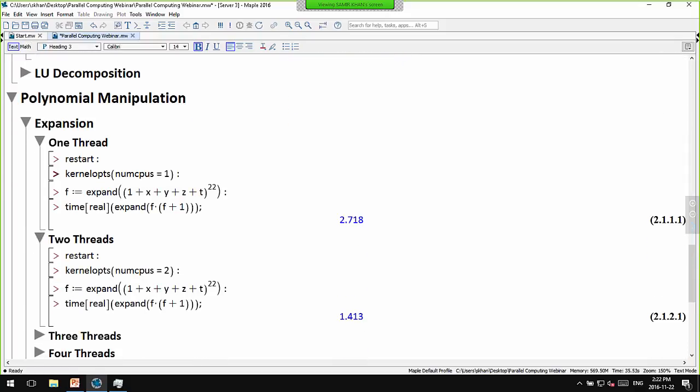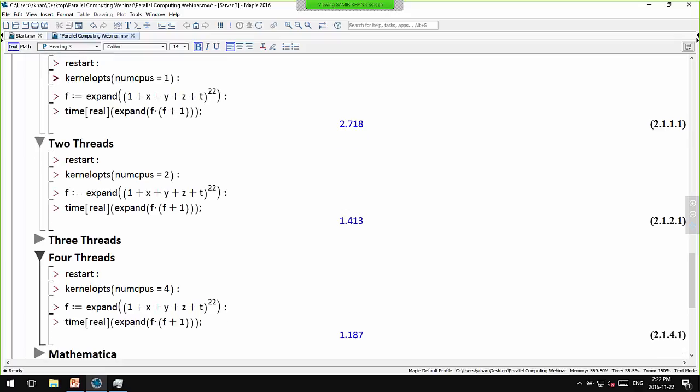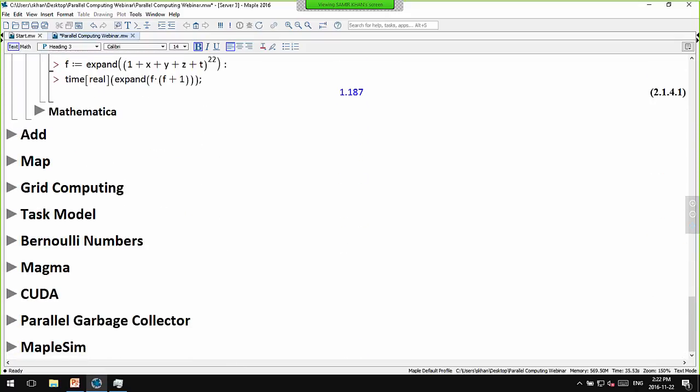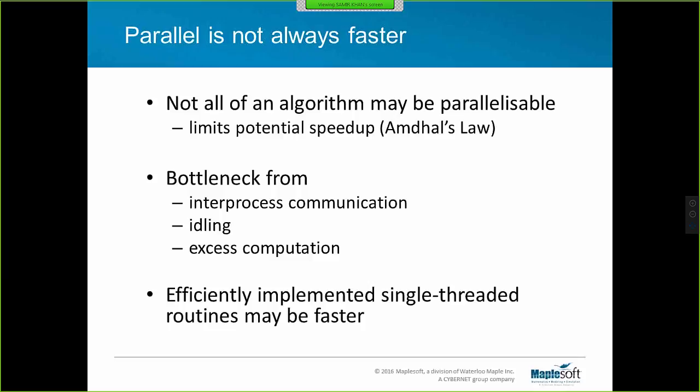If I ask Maple to use 2 CPUs, this time drops down to 1.4 seconds. If I ask Maple to use 4 CPUs, the time drops down to about 1.2 seconds. Now, I'm not going to go through the other functions or routines in this Maple worksheet, but this worksheet is a good introduction to many of the routines and features in Maple which are automatically parallelized. So let's just return to this presentation.